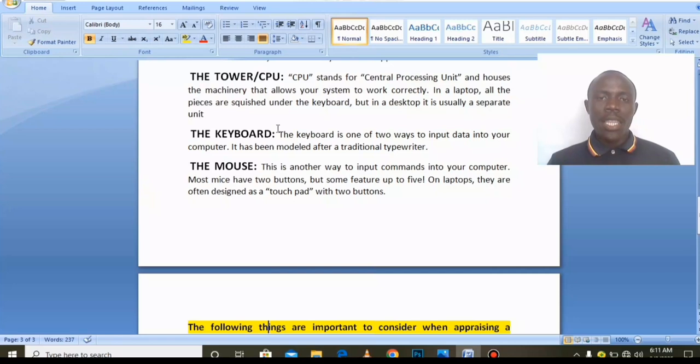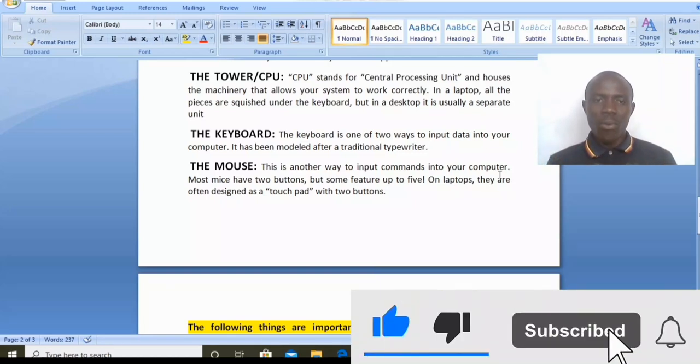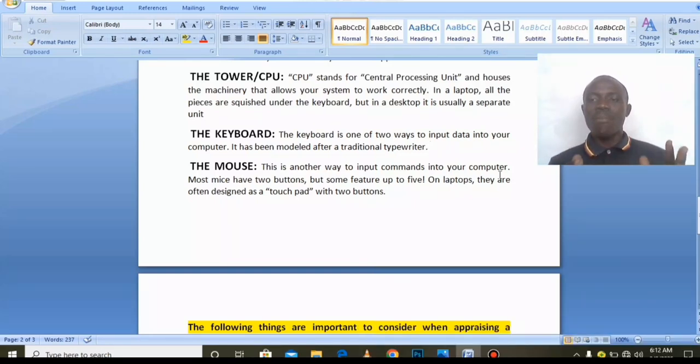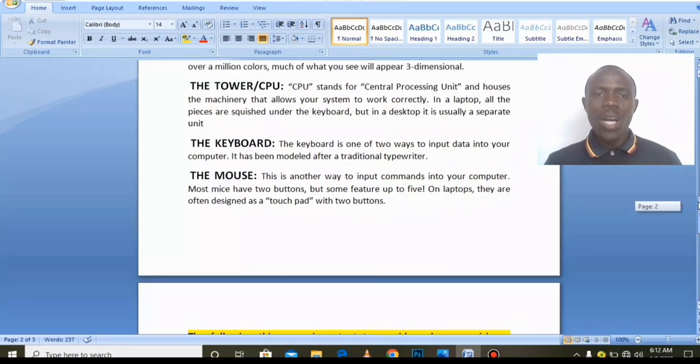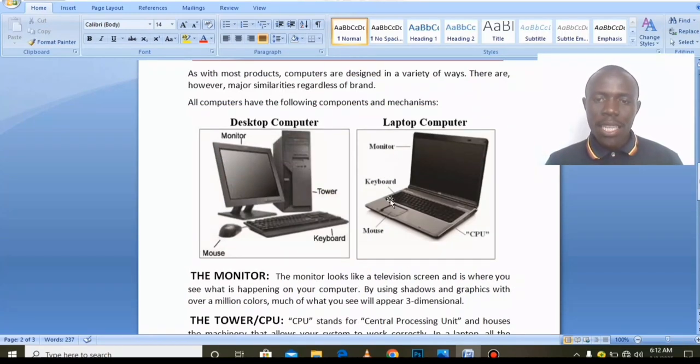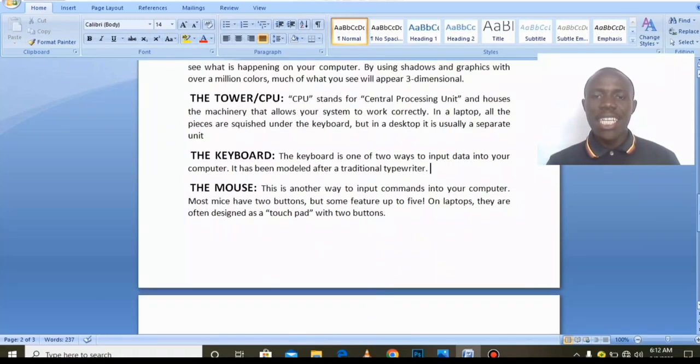The keyboard is one of the two ways to input data into your computer. It has been modeled after a traditional typewriter, meaning that it has replaced the traditional typewriter as the modern way. So what is the keyboard? The keyboard is this one that we are seeing here, which enables us to enter data into a computer. It is where we find A up to Z, the symbols, the hashtags, the tab, the enter, the caps lock. That is the keyboard.